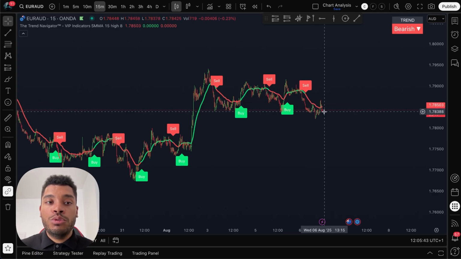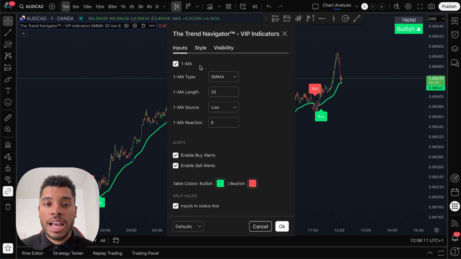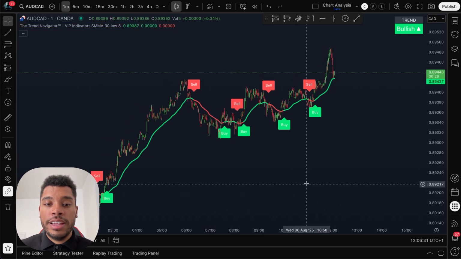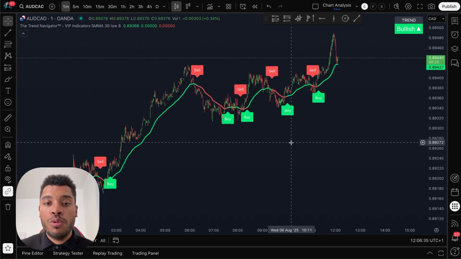And now let's move to the 1 minute time frame. So I'm on the 1 minute time frame. These are the settings that you should use if you want to trade on this time frame. As you can see, you have one MA type SMMA, one MA length 30, one MA source low, and one MA reaction 8. So also in this case, you'll be able to catch really nice moves even on the 1 minute time frame.